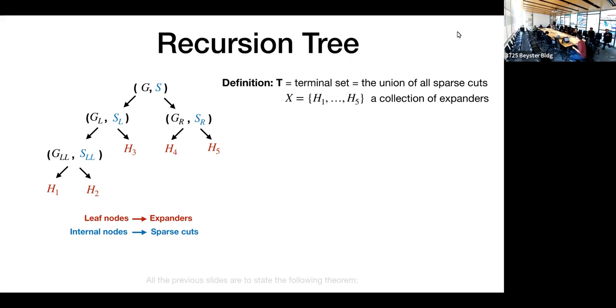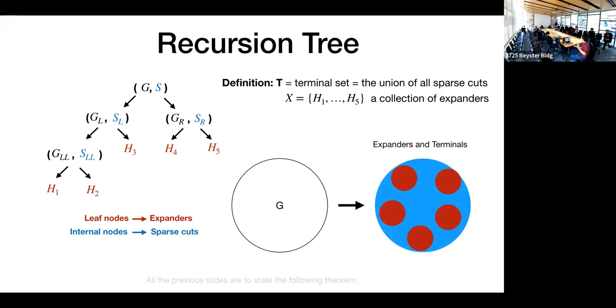Now let me state the unrolled version of the recursion lemma. I define capital T to be a terminal set, which is the union of all the sparse cuts that we found during this algorithm. So look at each of the internal nodes of this recursion, and I take the union into the terminal set. And I define the collection of expanders, which is obtained from the leaf nodes in this recursion. So the framework says the following: given a graph G, there's an algorithm that outputs a set of expanders at the terminal.